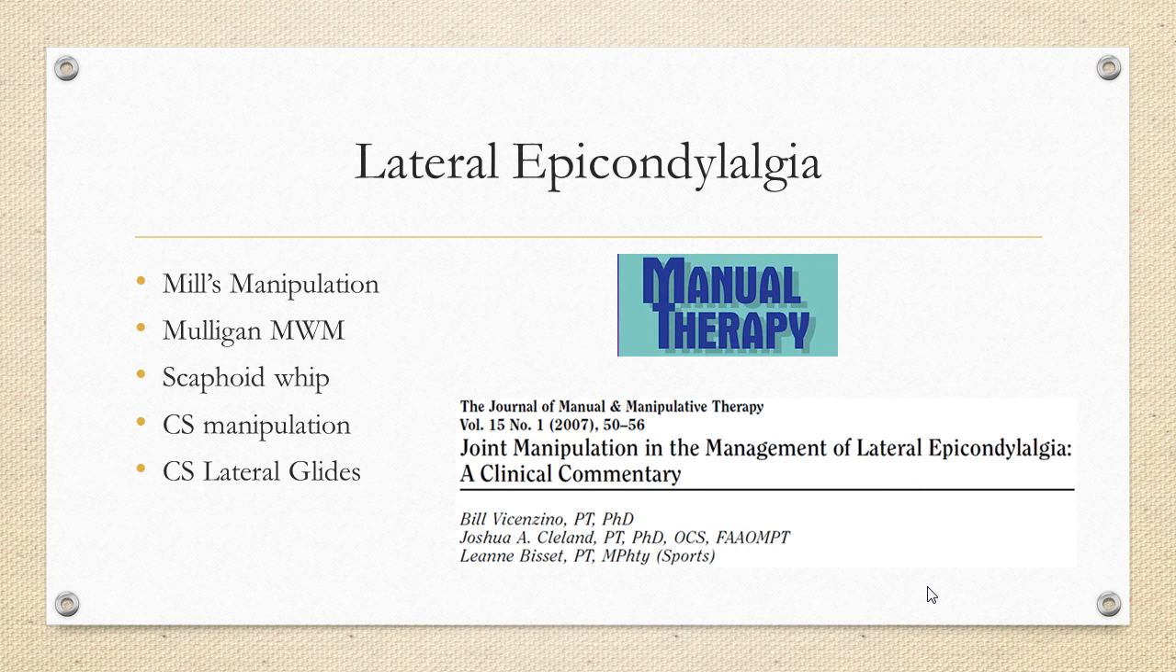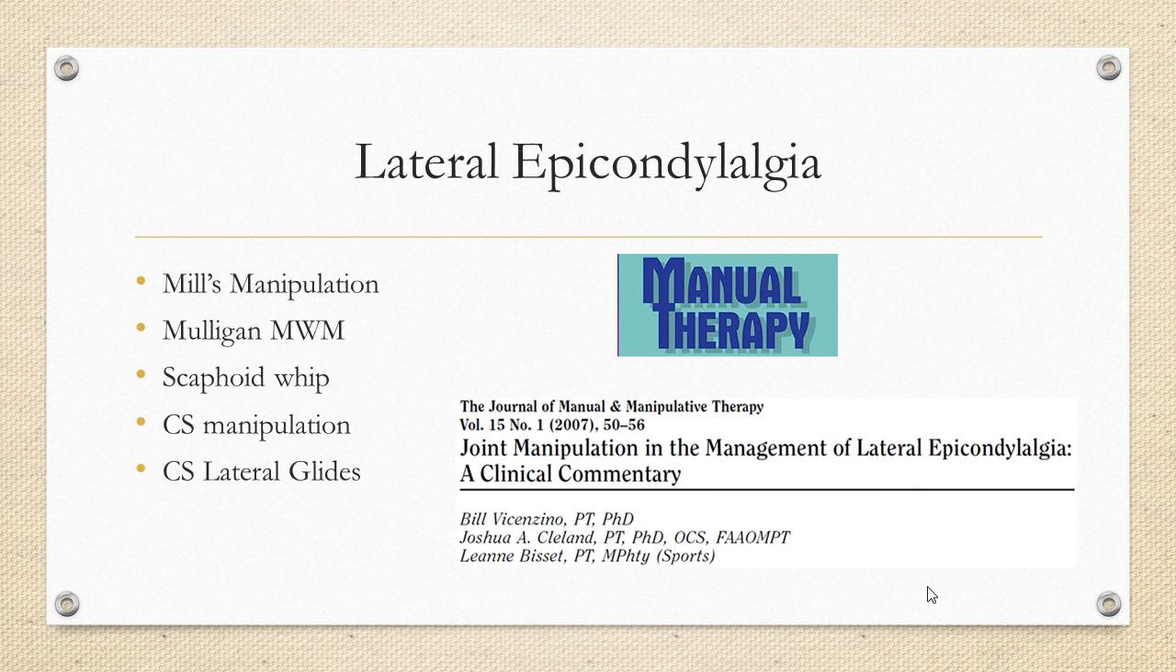They also specifically looked at cervical spine lateral glides with the upper extremity in an upper limb tension or neural tension position. This demonstrated improved neurodynamic mobility, improved pressure pain threshold, and pain-free grip strength.